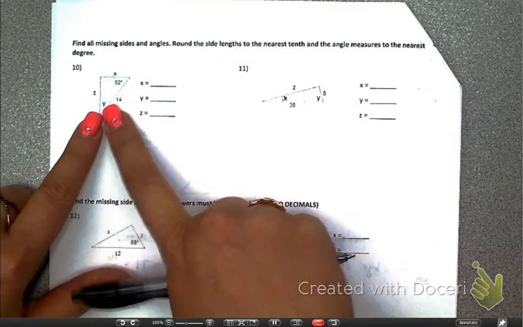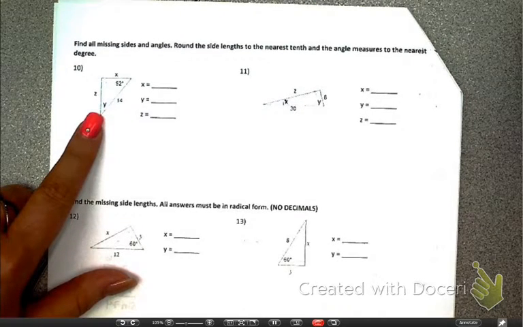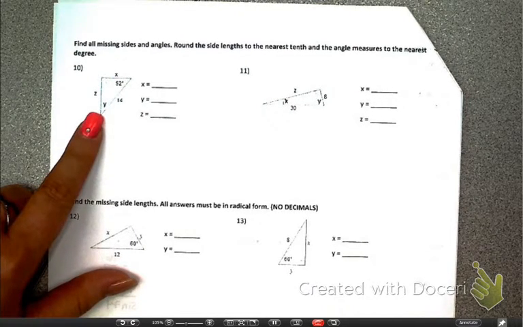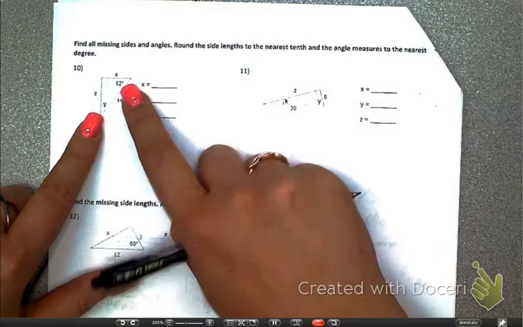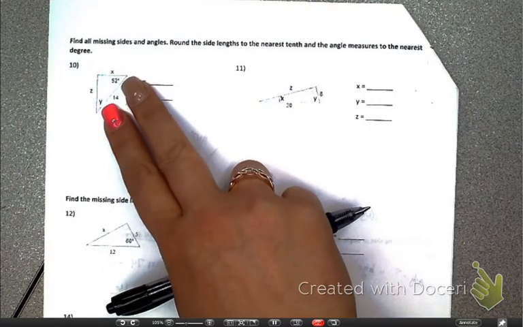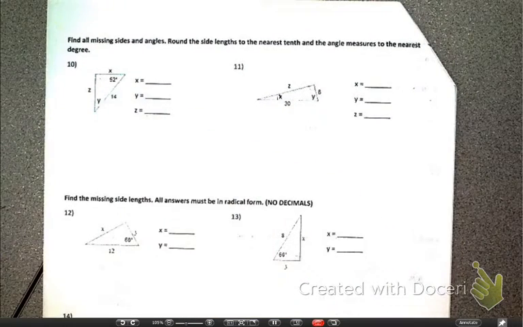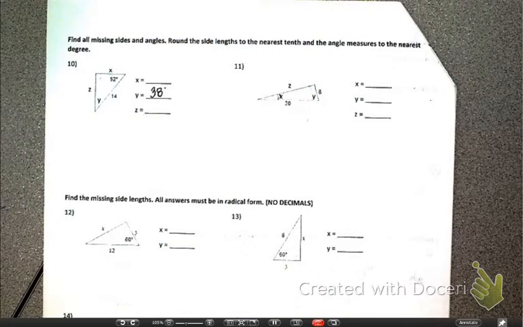Now, because I already know the other two angles, finding that third angle is easy. Okay, triangle sum theorem says that all angles in a triangle equal 180 degrees. So 90 plus 52, whatever that is, subtracted from 180 will give me y. Or, since this one's 90 degrees, these other two have to add to 90 degrees. So 90 minus 52 is 38 degrees, which is y. So that one, there's no work to show. You can plug that into your calculator. Okay, so I solved for y.